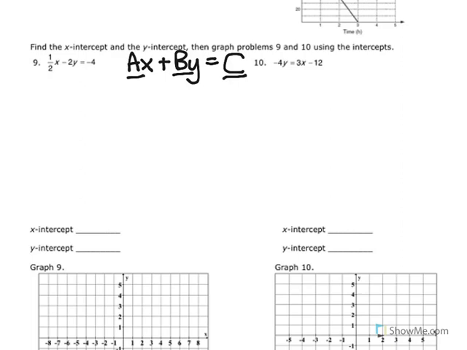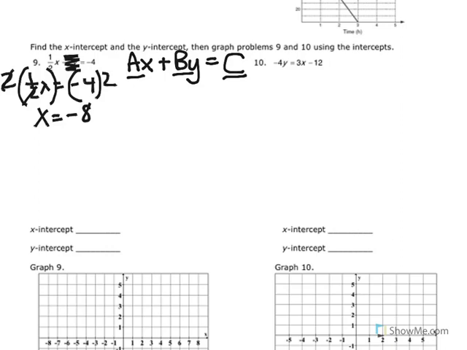Let's look here. We want to get the x-intercept to begin with. So if we're going to get the x-intercept, let's cover up y. I'm covering it up. And so what's remaining on the problem? It says 1/2 x equals -4. So what's an easy way to solve that? We want to get x by itself. Let's multiply both sides by 2. And x equals -8.